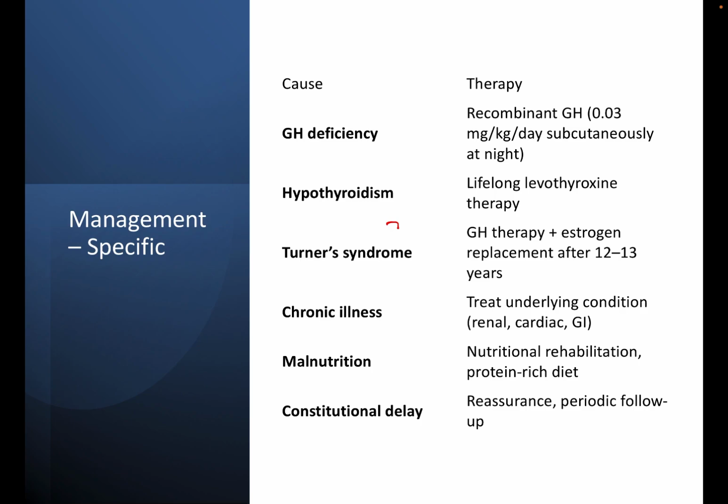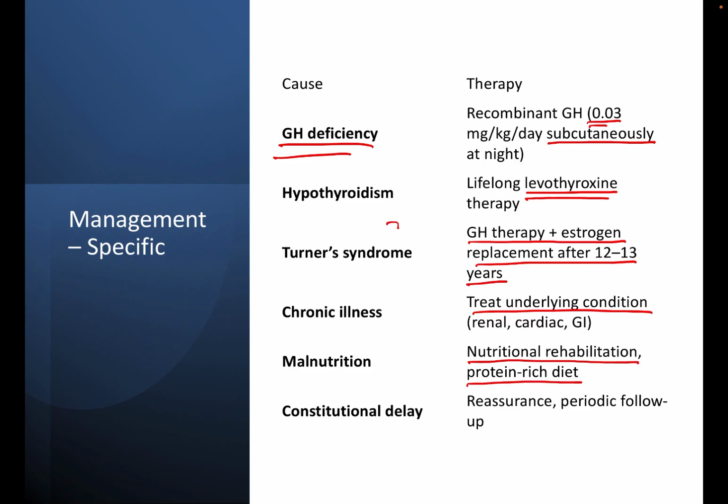Coming to the specific management, for growth hormone deficiency, recombinant growth hormone of 0.03 mg per kg subcutaneously at night. Hypothyroidism requires lifelong levothyroxine therapy. Turner syndrome requires GH therapy and estrogen replacement after 12 to 13 years. Chronic illness requires treating the underlying condition, and for malnourishment, a nutritional rehabilitation center with a protein-rich diet. Constitutional delay only requires reassurance and periodic follow-up.